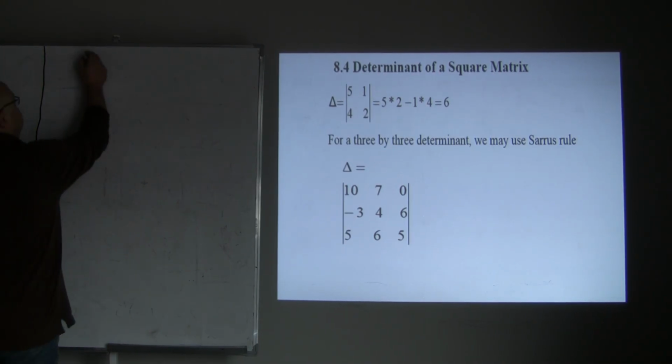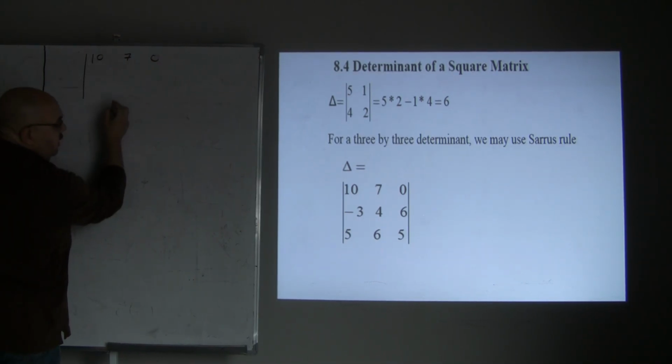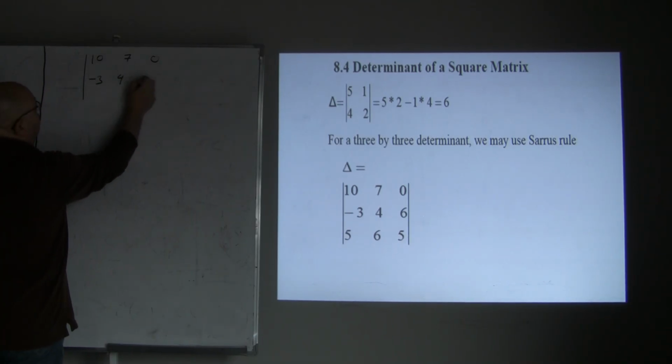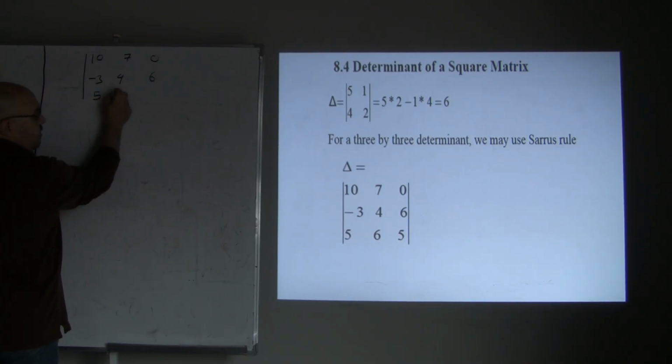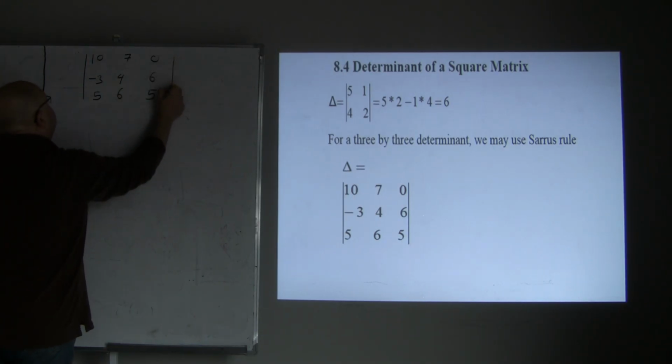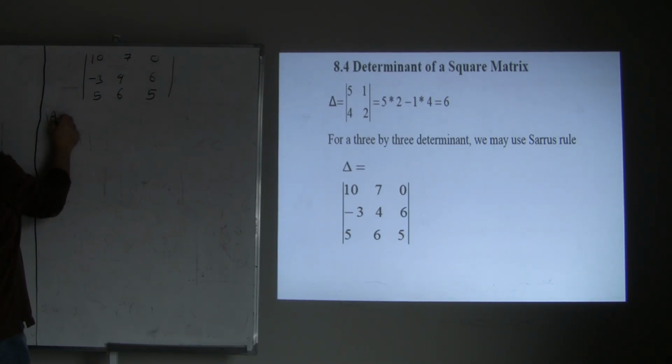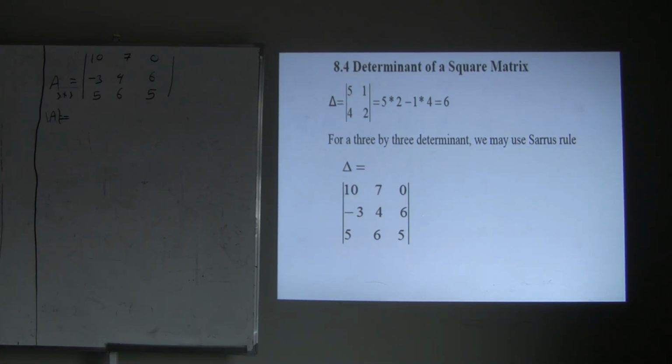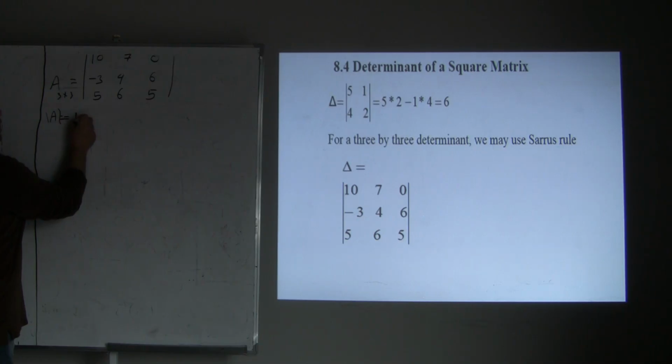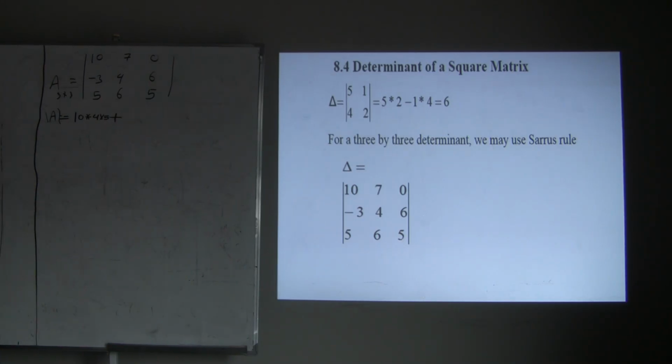So if you look at this determinant, it's simply 10, 7, 0, then you will have negative 3, 4, and 6, then the last row will be 5, 6, and 5. If I want to evaluate the value of the matrix A, which is 3 by 3, I will go like this. First, identify the elements of the principal diagonal. What are the elements of the principal diagonal? 10 times 4 times 5. So I will start with 10 times 4 times 5, then plus.